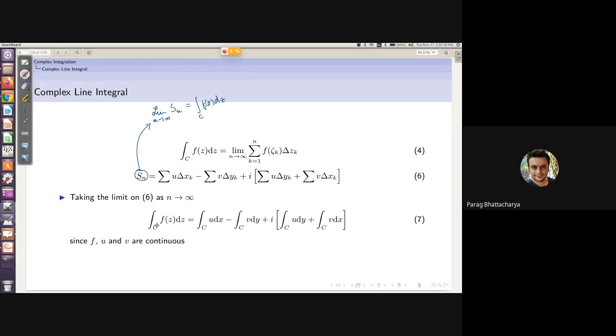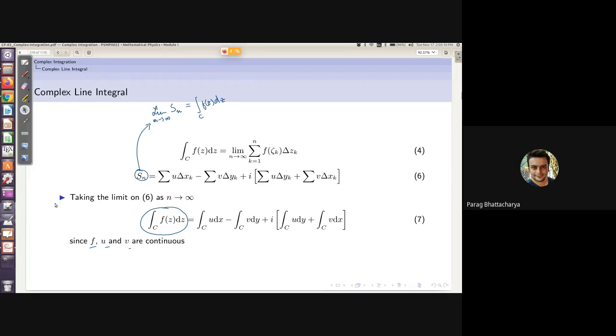Left hand side, this is directly going to become the line integral of the function. Right hand side, this one will be integration of u with respect to x, this will be integration of v with respect to y, this is going to be integration of u with respect to y, and this will be integration of v with respect to x. Because we have assumed here that f, u, and v are continuous, we are able to write this equation number 6 in terms of this. So the line integral you can actually find by integrating u and v in terms of x and y.